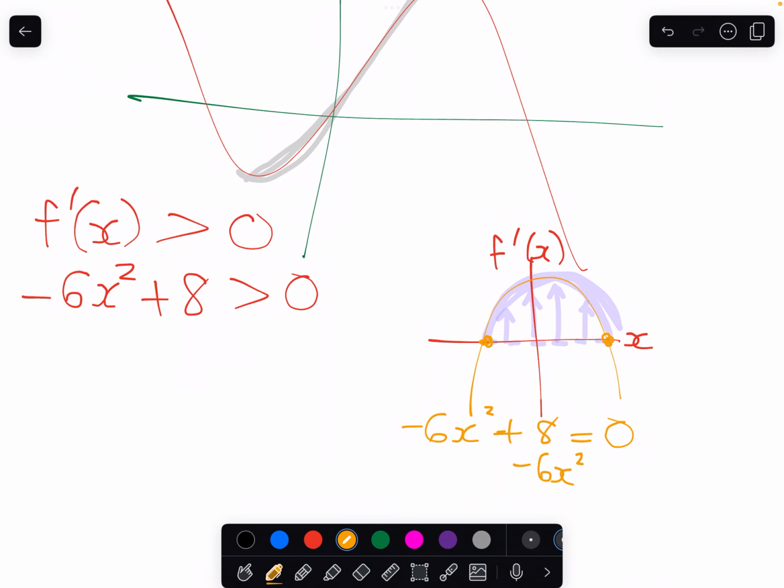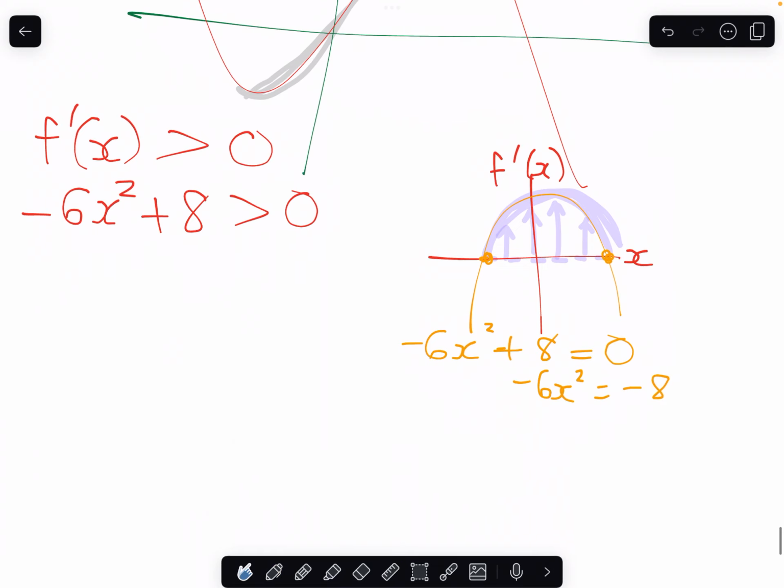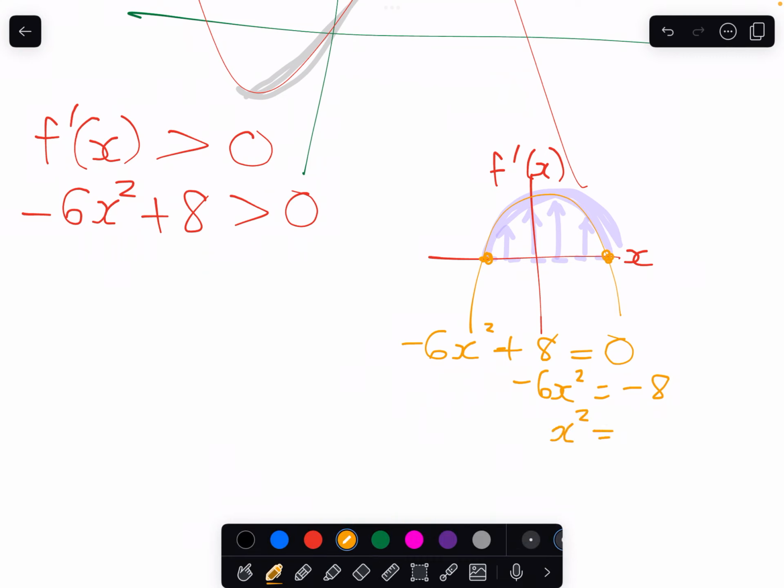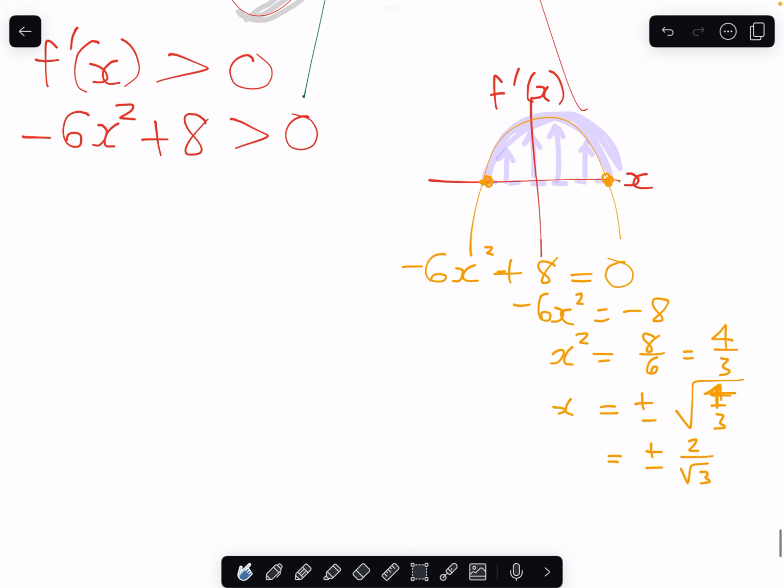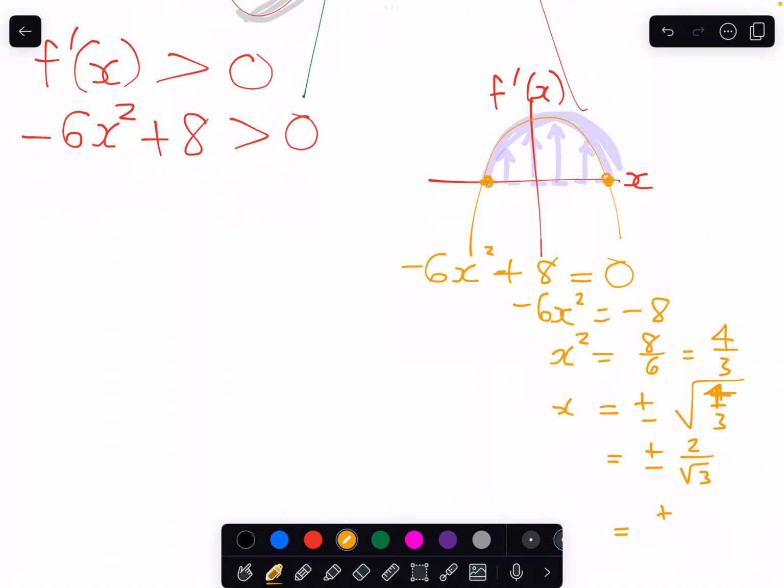So negative 6x squared is equal to negative 8. So x squared is equal to 8 over 6, which is 4 over 3. So x is equal to plus or minus root 4 over 3, which is plus or minus 2 over root 3. And just for the sake of rationalizing denominators, this is the same as negative 2 root 3 over 3 and positive 2 root 3 over 3.